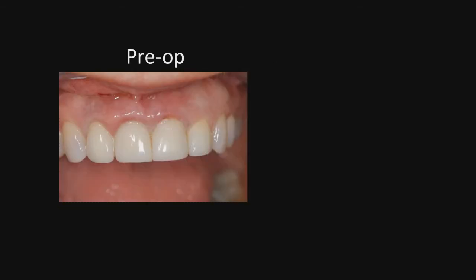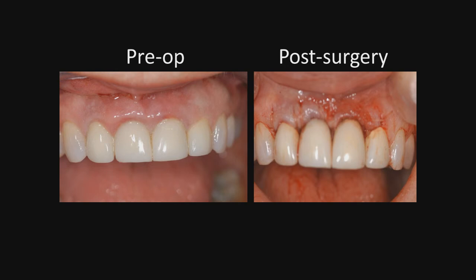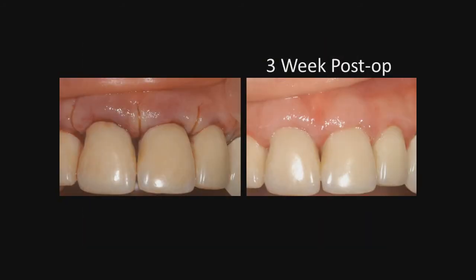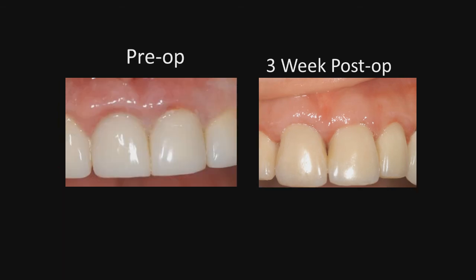But very importantly, this is the pre-op view, and this is post-surgery, and we can see how much anatomical change has been made by our surgery and reshaping those over-contoured crowns. So this is the way it looks sutured, and this is the way it looks 3 weeks later, and you can see we do have that little aesthetic enhancer between the central incisors that really defines those central incisors.